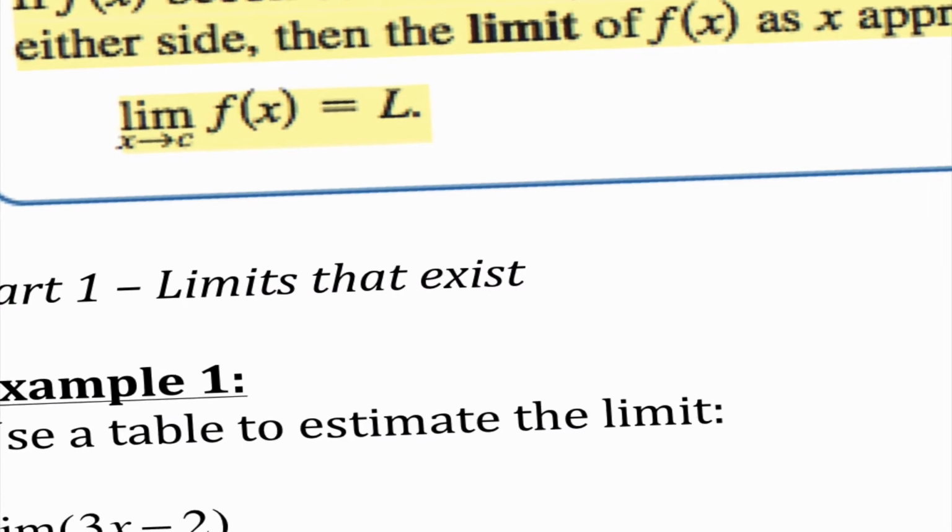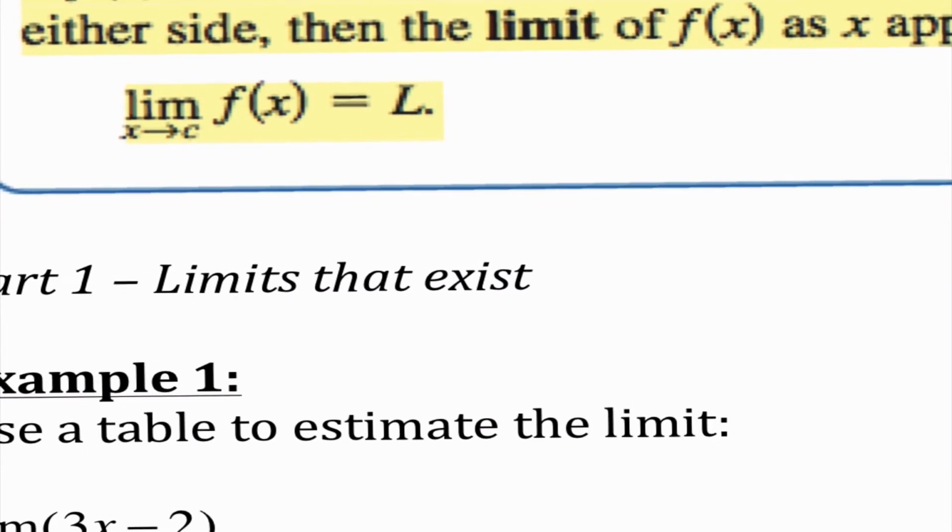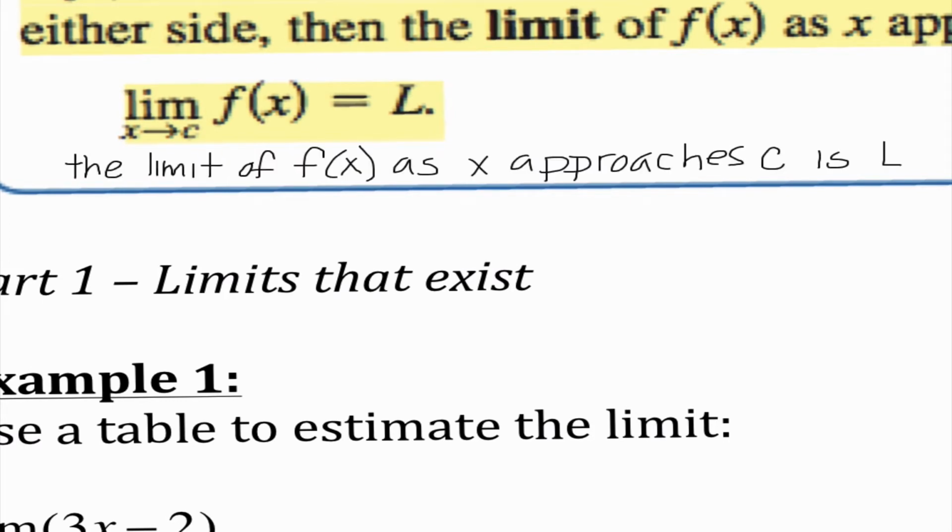First of all, how do we actually read this line right here? We read that as the limit of f of x as x approaches c, so this arrow means approaching c, is L. Finding a limit is a higher order thinking skill. Our actual math itself, though, is not going to be that difficult. The trick is not making this more difficult than it needs to be.